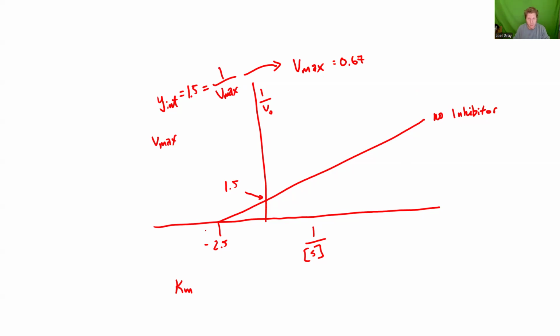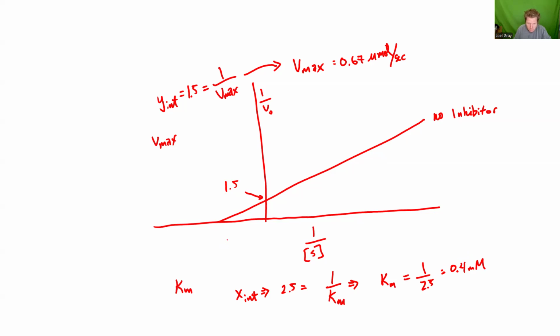Now, my affinity or my Km can be calculated by taking my x-intercept, which you have to anticipate will be a negative value. Since it is a negative value, you want to keep track of it. Say negative 2.5 is equal to negative 1 over Km. These negatives will cancel out, so I'm going to erase them right here. And I'm going to solve for Km by doing the algebra and saying 1 over 2.5, and I get 0.4 millimolar, just as an example. And Vmax, I'm going to say that that is micromole per second.